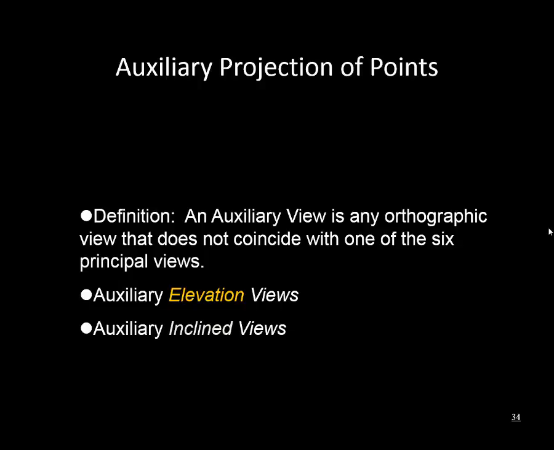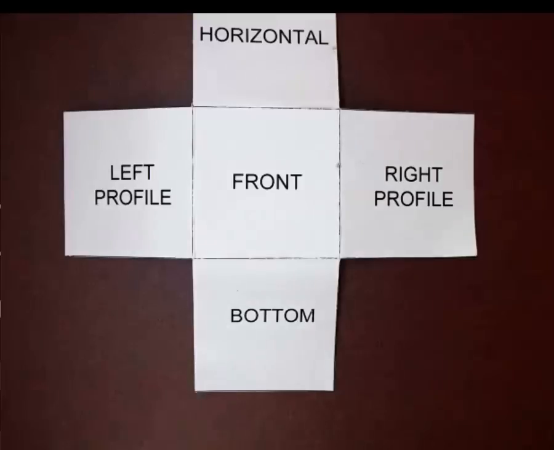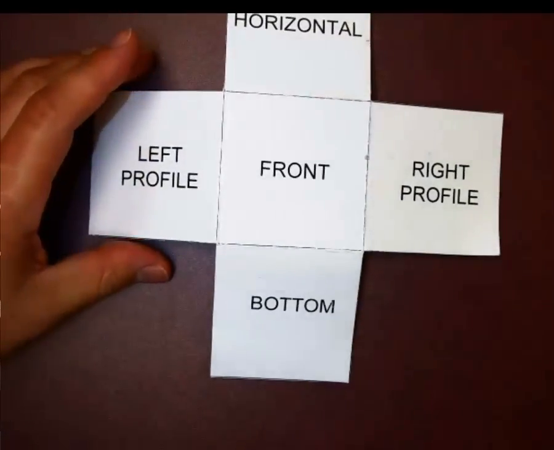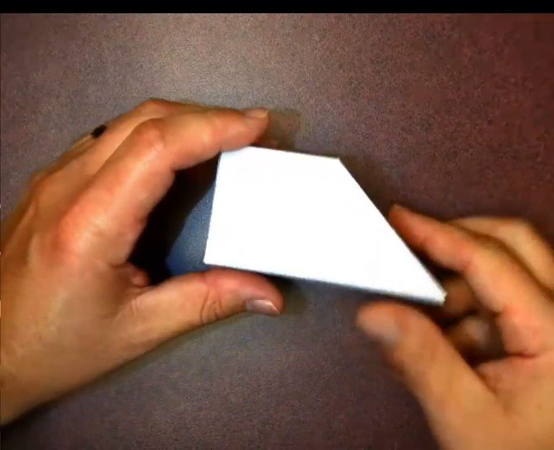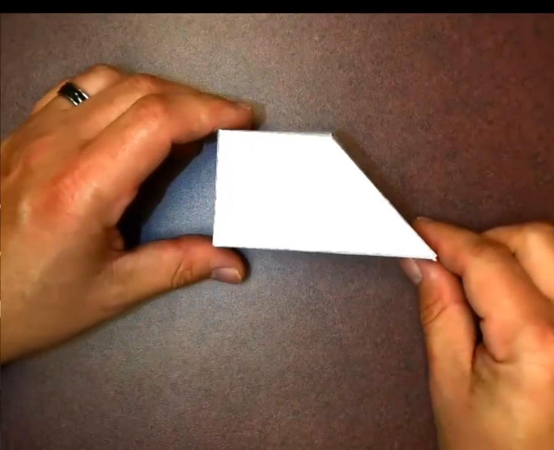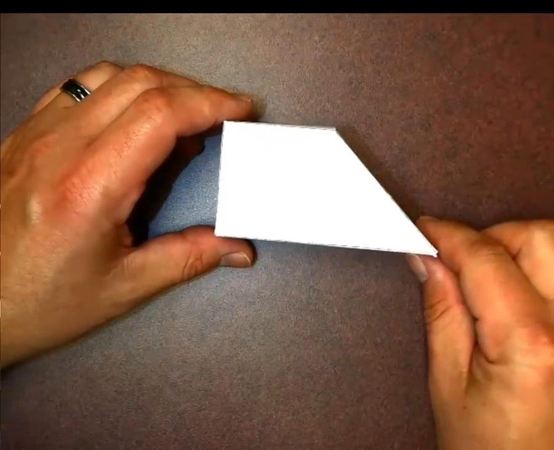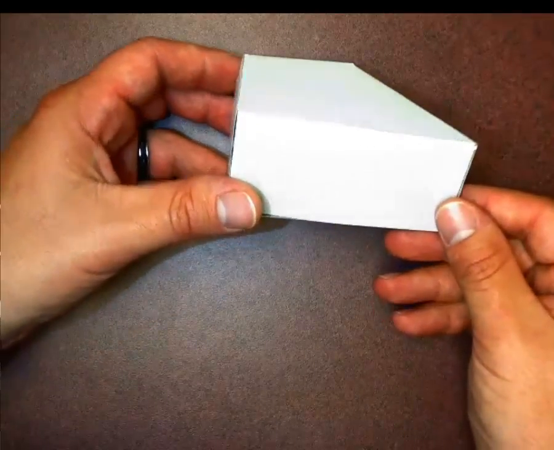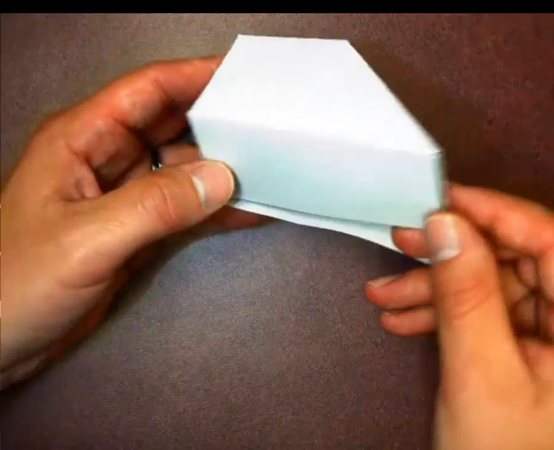And we basically have 2 different types of auxiliary views. We have what we call auxiliary elevation views and auxiliary incline views. Let me talk about those for just a second. So switch gears here again. So again, we don't always have perfectly square objects, so perhaps this is my object, and this is the top view of my object. Here are the elevations around the sides.